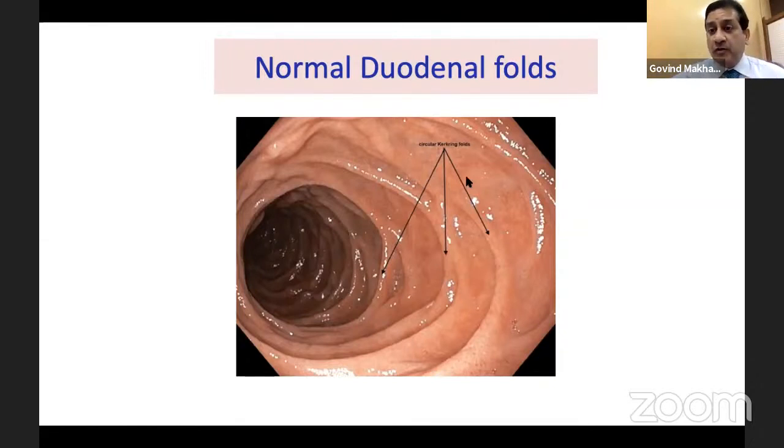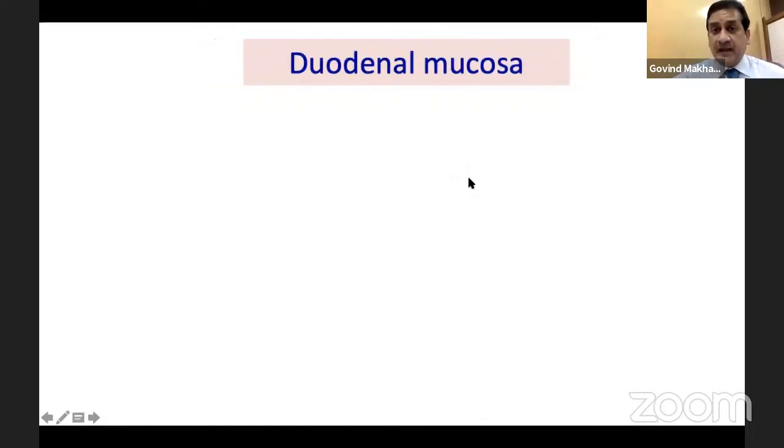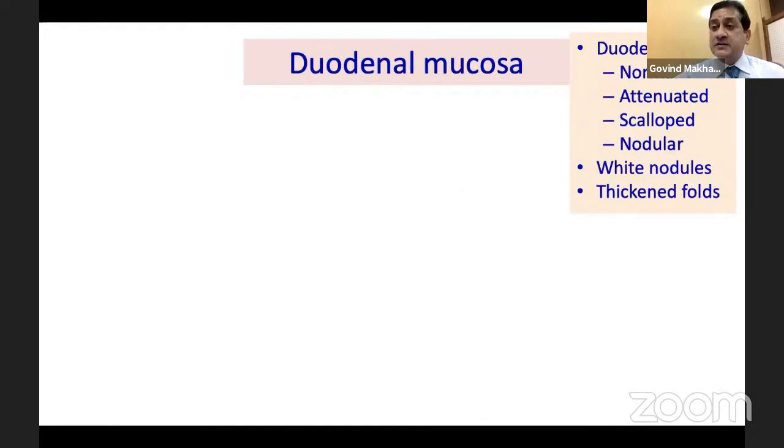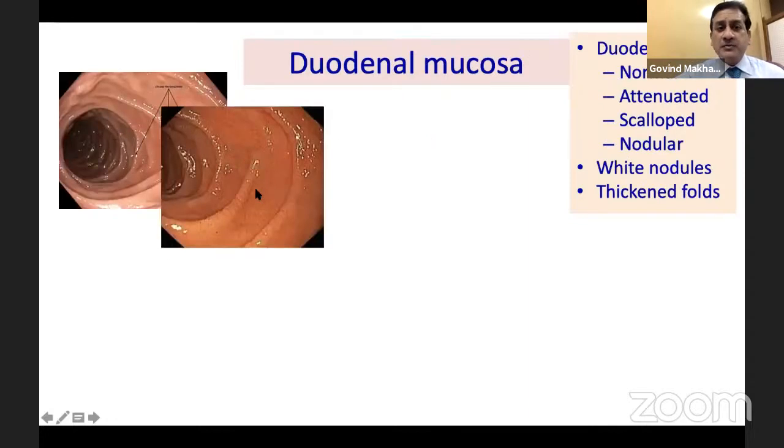Not only do we look at the folds, we also look at the interfold area, how it looks. It is very important to examine them and then take biopsy. The endoscopy may look normal in many patients. It could be attenuated, scalloped, nodular, or there could be white nodules, or thickened folds. For example, this normal endoscopy has a slight amount of rough mucosa, which is non-diagnostic.